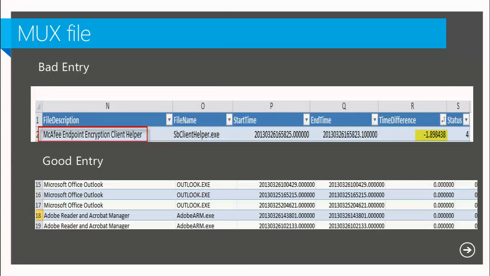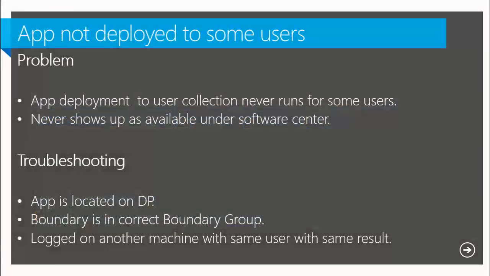And so again, this is just getting back to the software metering. That's just an example. The other thing is apps not deployed to some users. How many of you are planning to do user deployments? You guys use user affinity, so that's quite a few people. And so in this case, the app never shows up as being available in the Software Center. It just never shows up for some users. For some users it works, for some users it doesn't.